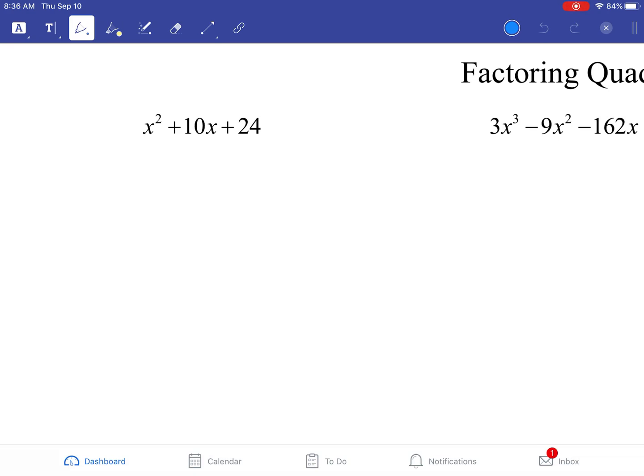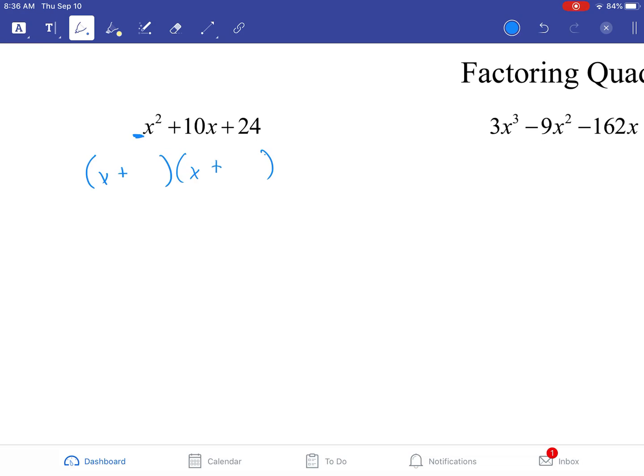We know it's yes because there's no number in front of the x squared term. That a value is a 1. So we can do a simple factoring. The way I like to do it is I put down my x's in the parentheses. Then I can see that the first sign is going to be positive, so I'm going to put that positive right there. Then I tell myself, what times that positive that I just wrote down would give me a positive 24? Well, a positive times a positive gives you a positive number.